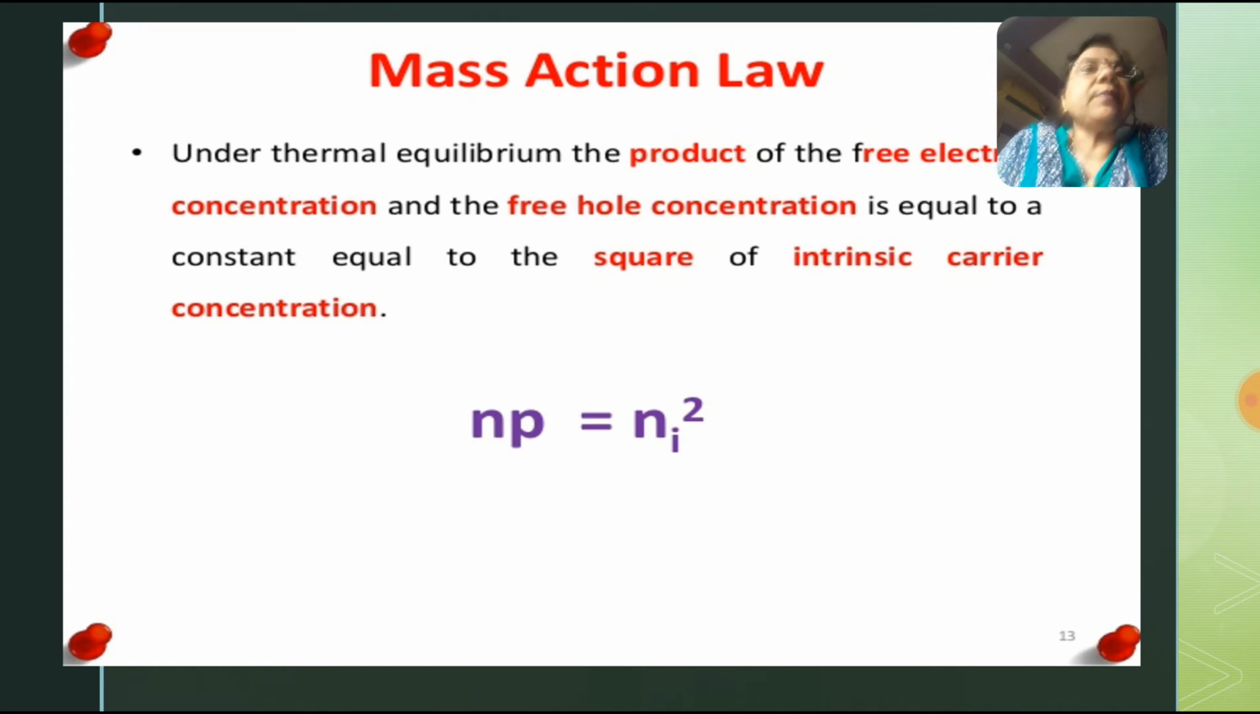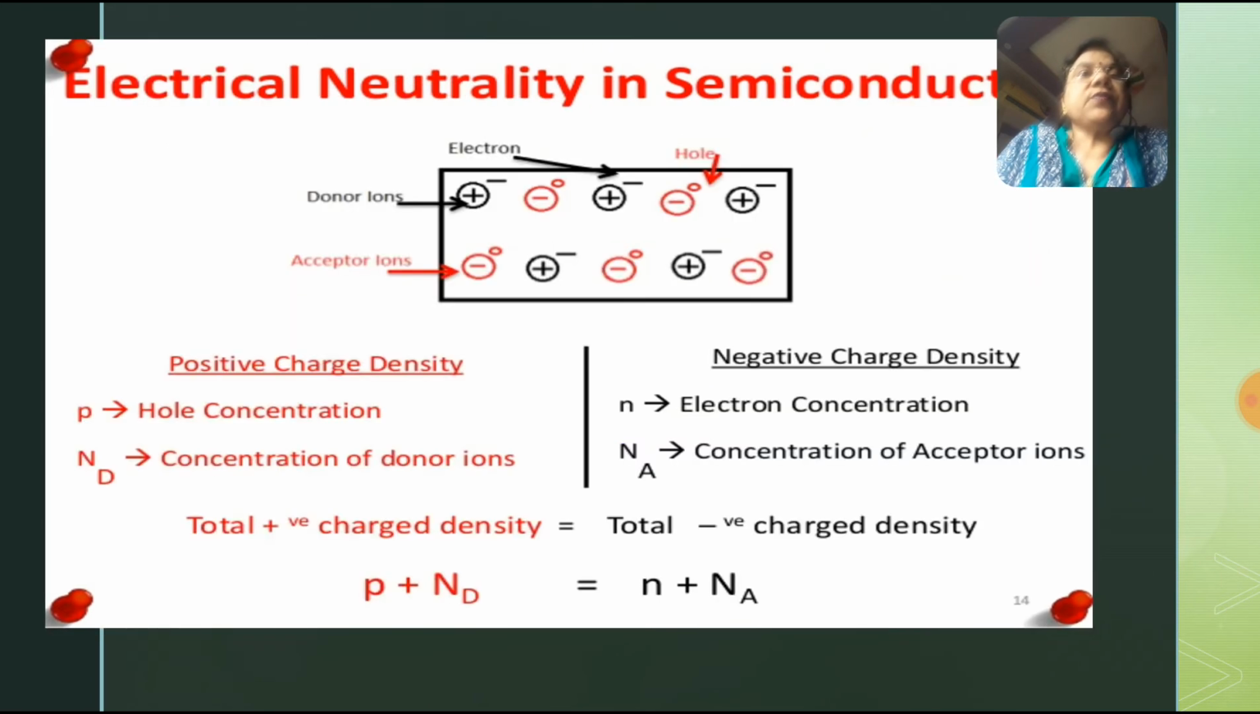Under thermal equilibrium, the product of the free electron concentration and the free hole concentration is equal to a constant, equal to the square of the intrinsic carrier concentration. So np is equal to ni square.